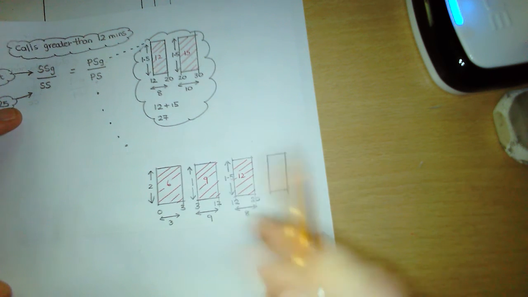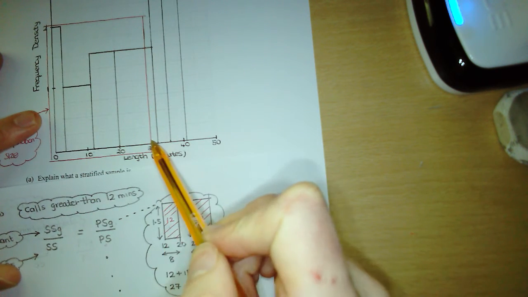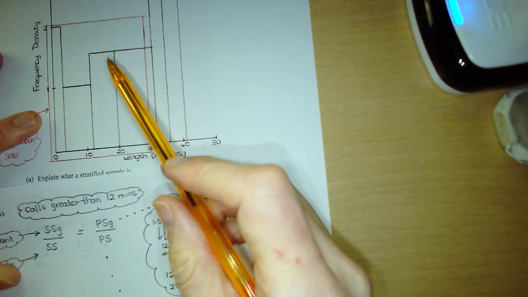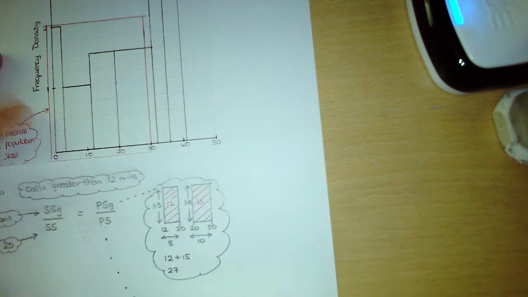And then the final bar, remember, is just the bar that starts at 20 but only goes as far as 30. So it's 10 wide and it's going to be 1.5 high.